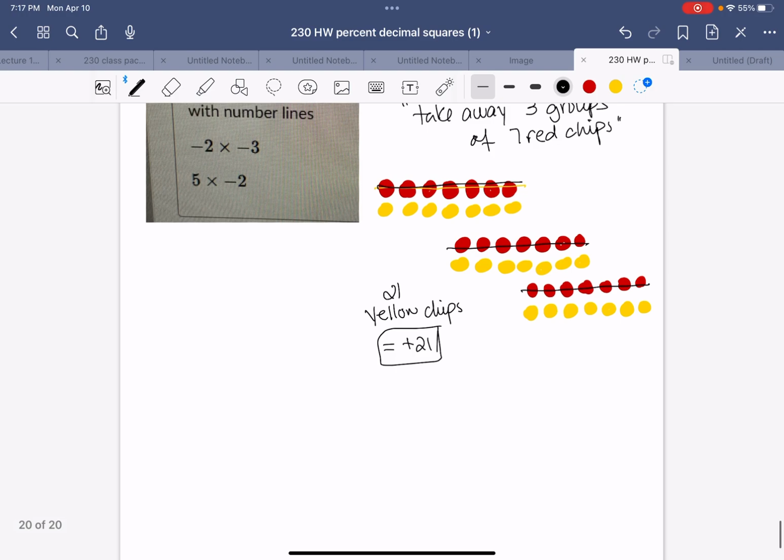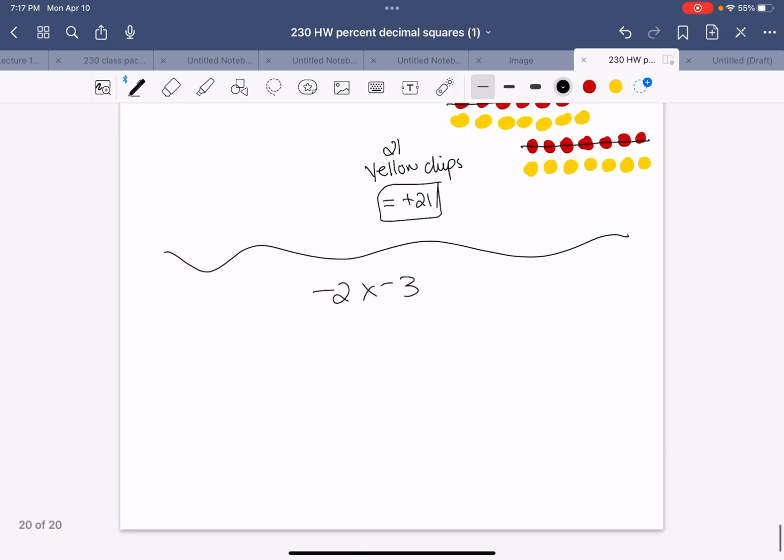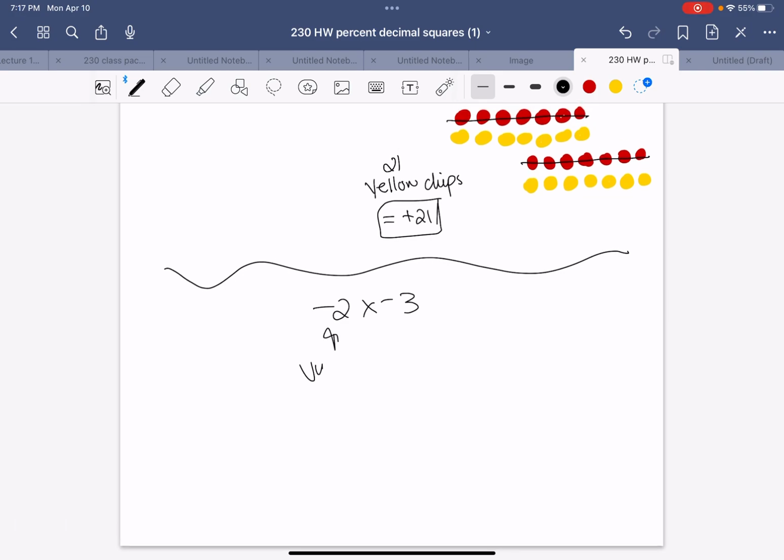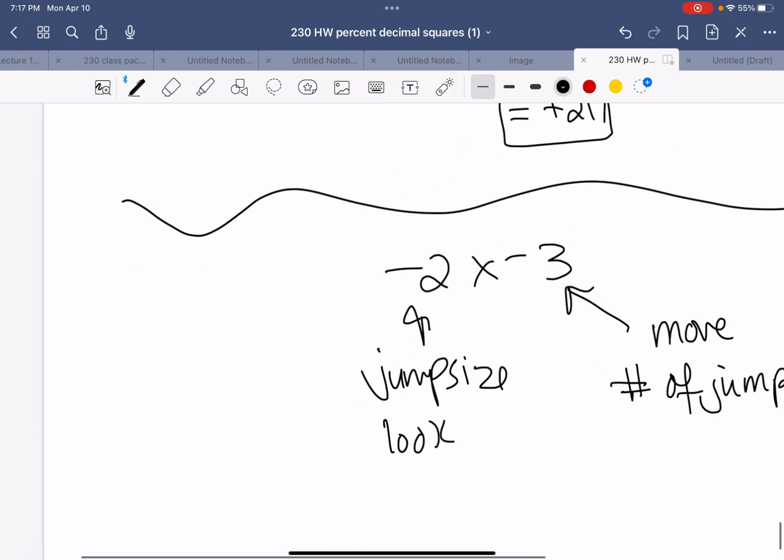When it comes to number lines, like -2 times -3, the first number is our jump size and where we look. The second number is how we move and the number of jumps. So that means what I'm going to do with this one is I am going to look at the negatives, because the -2 is negative. The -3 is negative, so I'm going to move backwards.